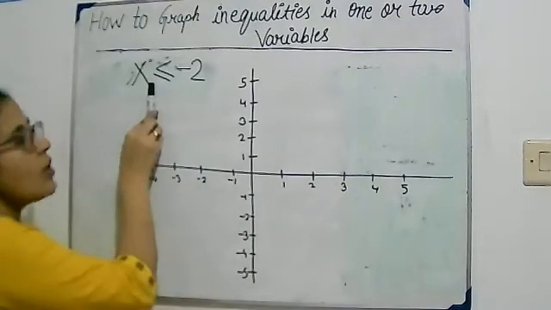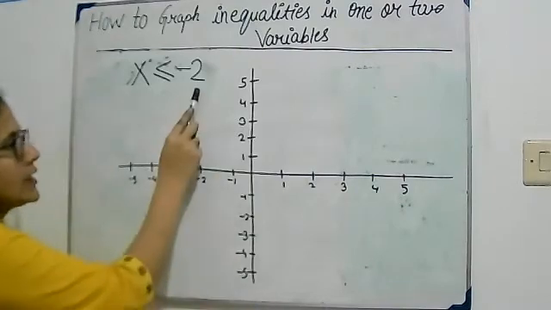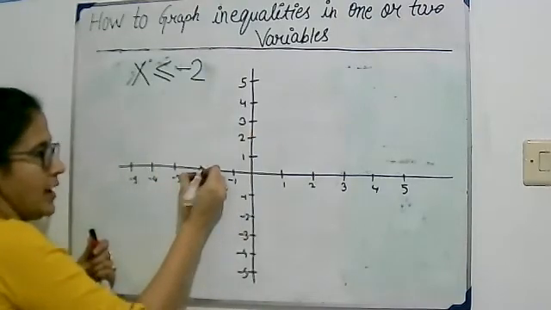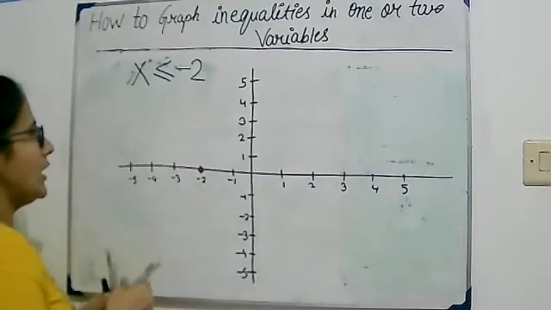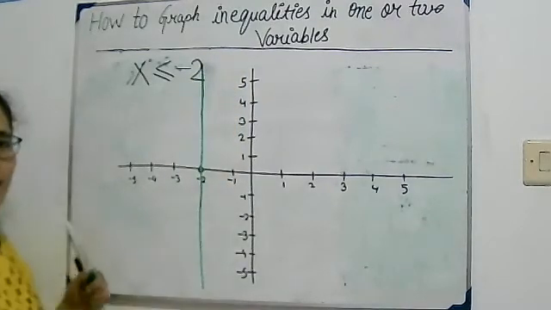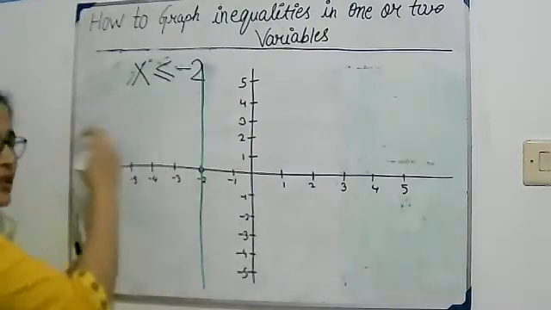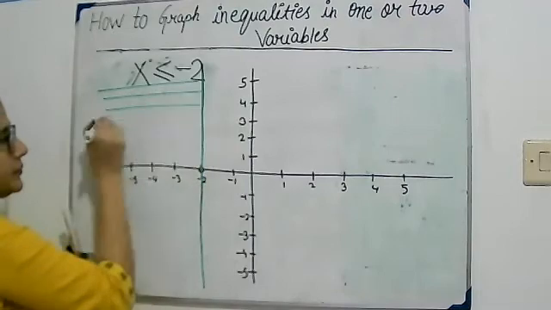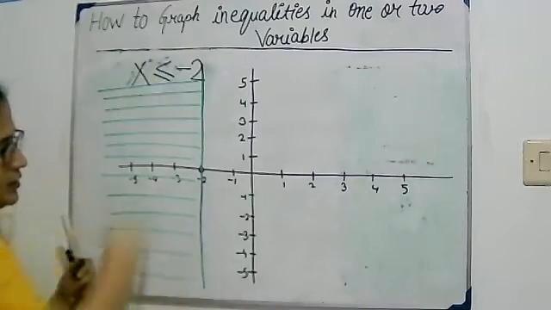So here also x is basically a vertical line parallel to the y-axis, and this is the distance from the y-axis. So where is the point from the y-axis? We will see this is -2. Now the line is going to be a solid line. Now we have to shade the region. All values which are less than -2, that means this side, we will shade this region. So this is the answer.